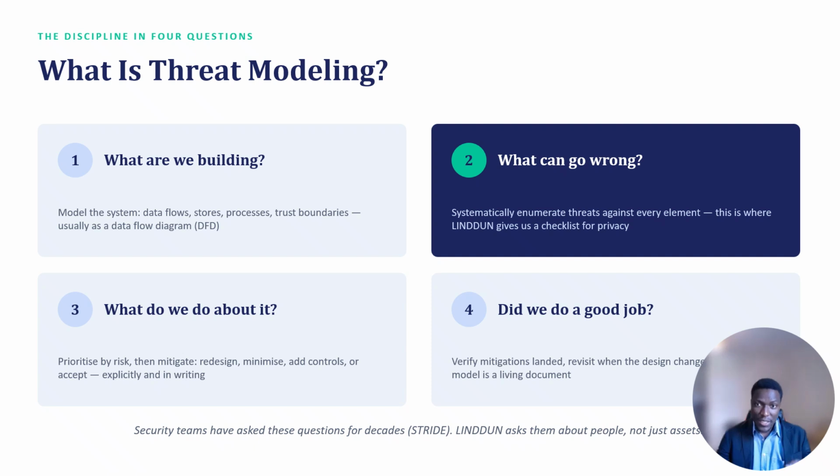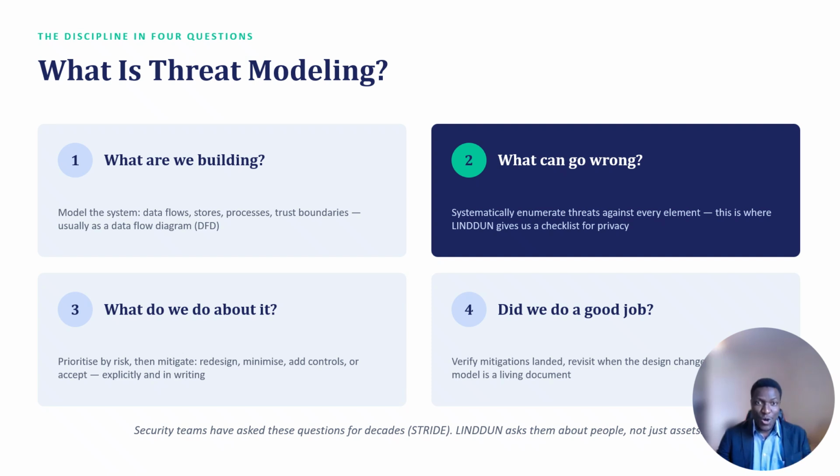Secondly, what can go wrong? Notice here it is highlighted. This is because this is where the real work lives. In this stage, you enumerate threats systematically against every element identified in the first step. This is actually where LINDDUN earns its cape.